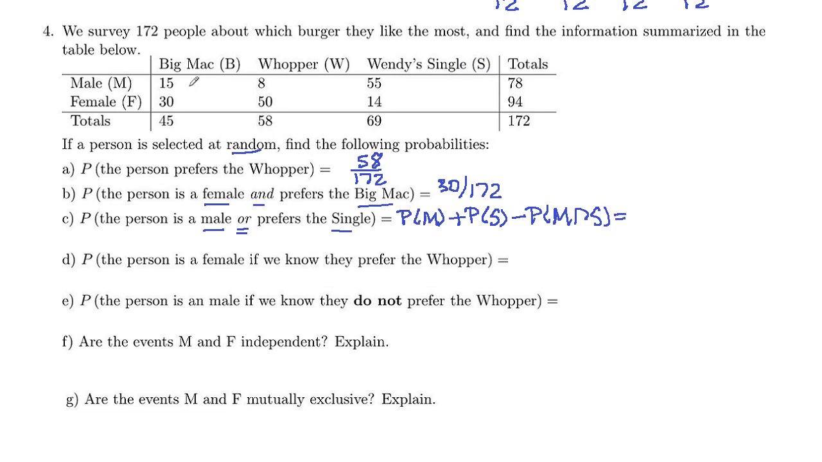So the males, total males were 78 out of 172. And then we add those that prefer the single, which is 69, that column total out of 172. And then subtract out the overlap. So the males are this first row. And those that prefer the single, that last column, 55 are in the overlap. So subtract out 55 out of 172. And then if you do the math there, you will get 92 out of 172.